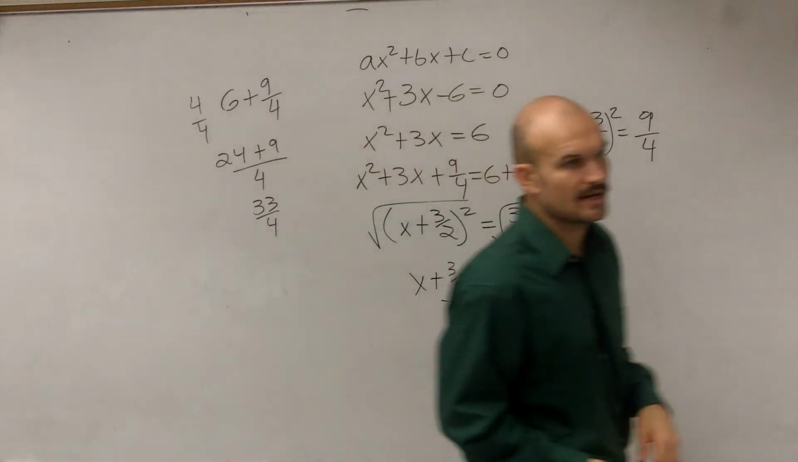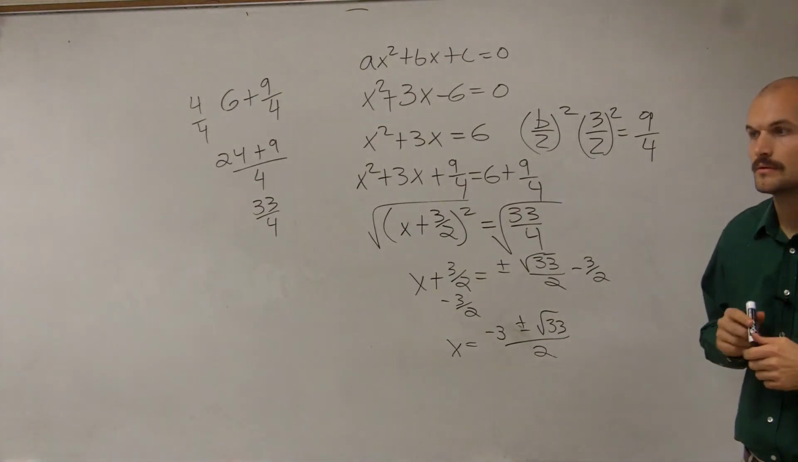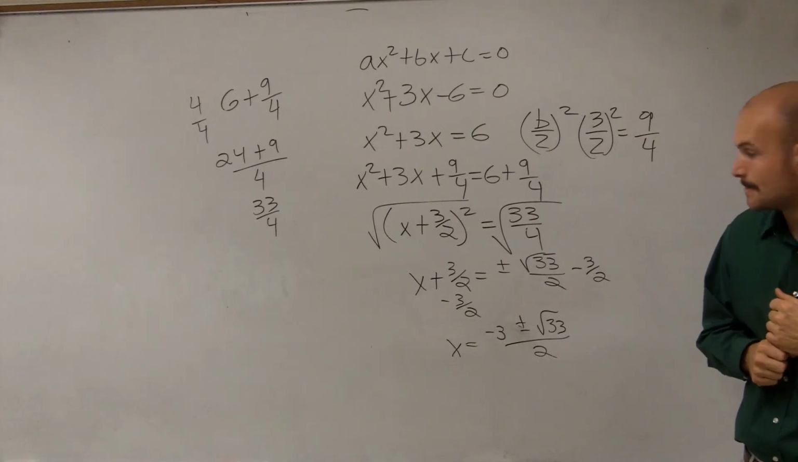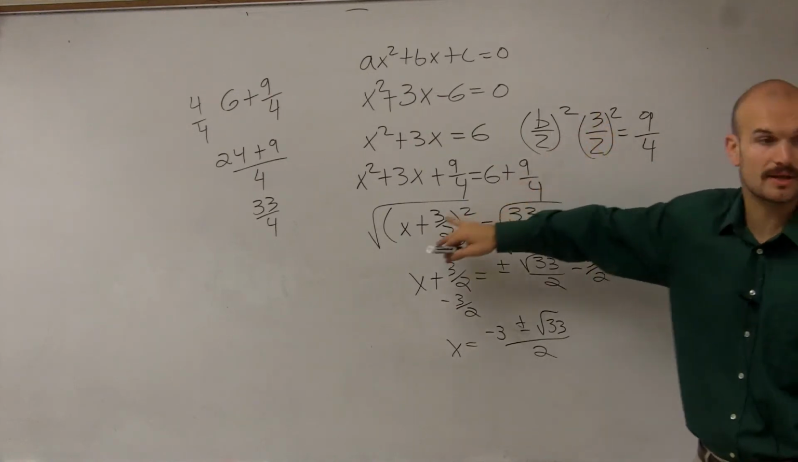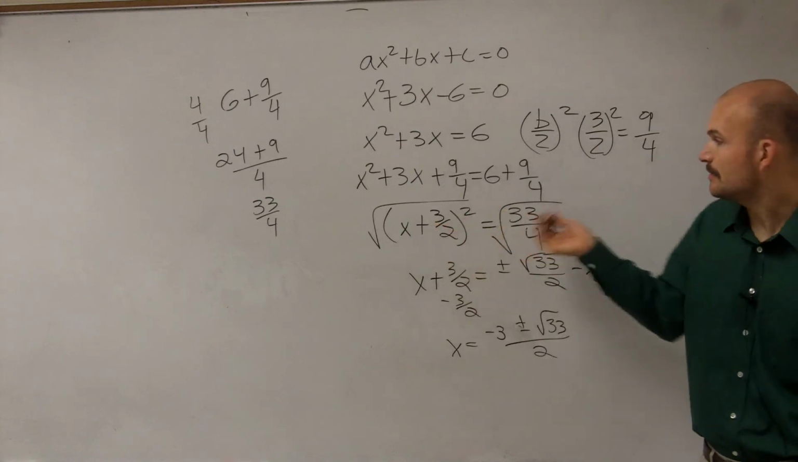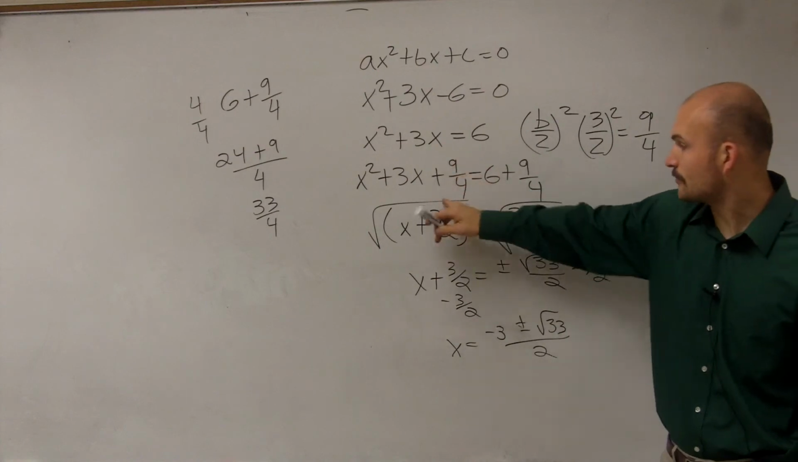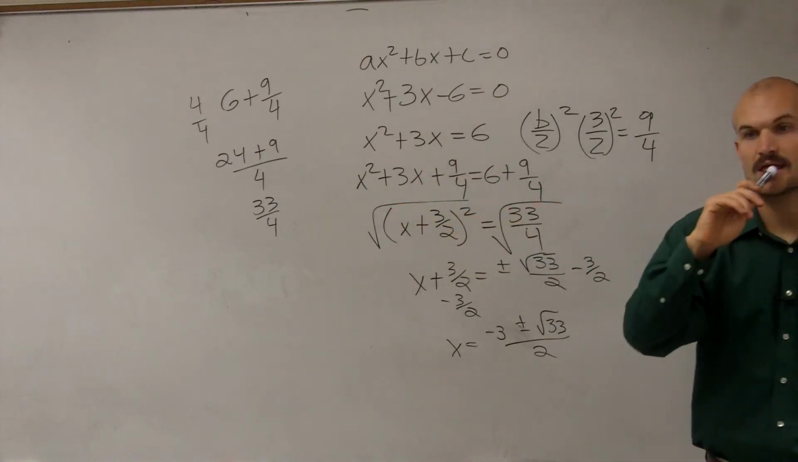Anybody have any questions on the way I ended up solving it? Yes? I took my b divided by 2 and plugged it in there. OK? Because think about it: 3/2 times 3/2 gives you 9/4, and 3/2 plus 3/2 gives you 3.